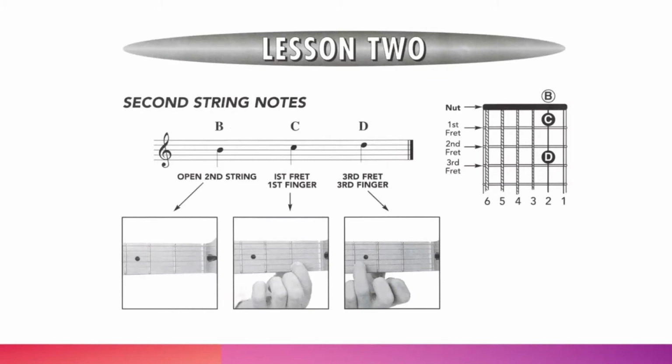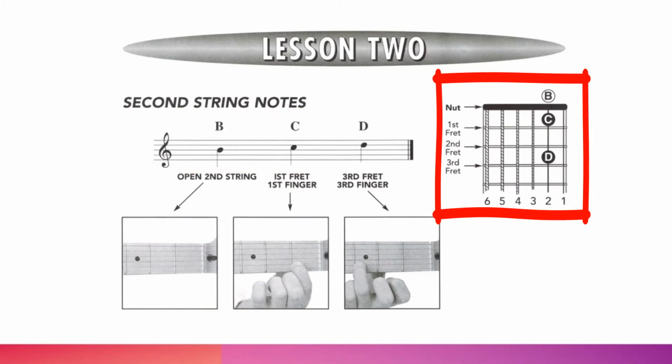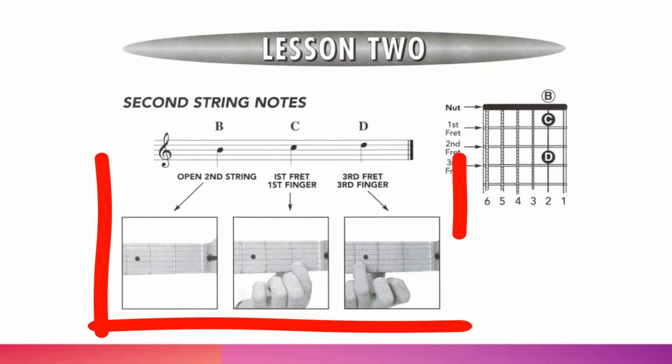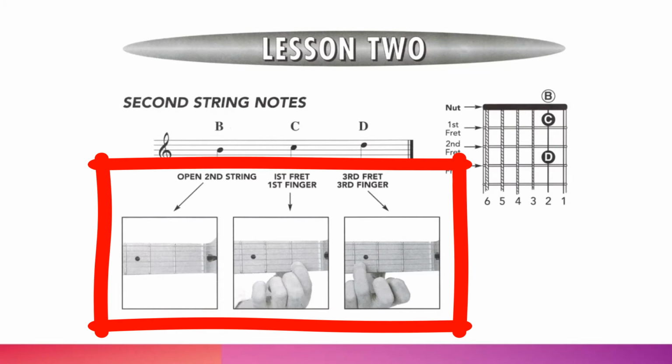So are you ready to learn the second string of your guitar? All right, so the same diagrams that we have mentioned a while ago. 3 diagrams. Number 1 is the music notation. Number 2 here on the right is your guitar fretboard. And the bottom diagram are the boxes that will show you which fingers to use. Okay, so let's get started.